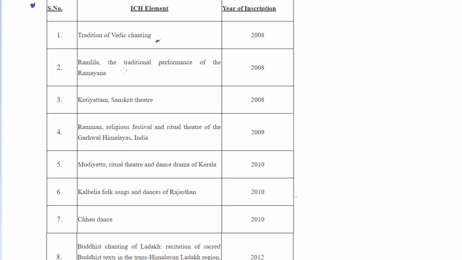So, tradition of Vedic chanting, Ram Leela, the traditional performance of the Ramayana, Kutiyattam, a Sanskrit theater of Kerala. It is a combined dance drama performed by the Chakyars, and this goes on for 6 to 20 days, and the theme is basically Hindu mythology. Raman, religious festival and ritual theater of the Garhwal Himalayas. Mudiyettu, also a ritual theater and dance drama of Kerala, which depicts the mythological tale of the battle between Kali and the demon Darika, and this is performed in the village temples.